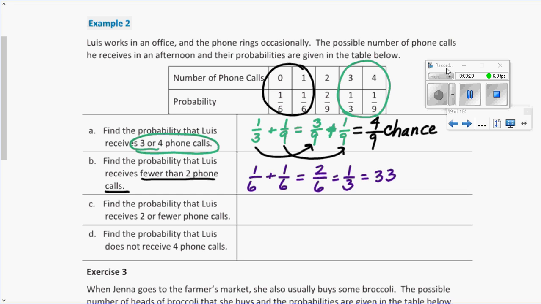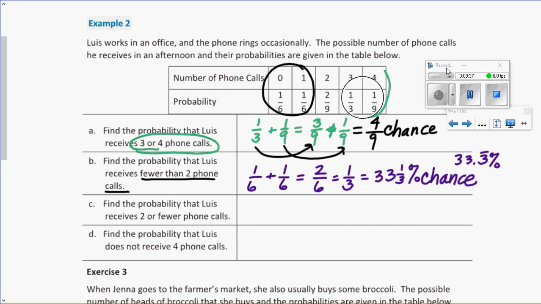Again, this is a common percent. It's really good to see this. 33 and 1/3% can also be written as 33.3 repeating percent, but it's just good to see that the more often you see it, the more comfortable you'll be with it. Okay, what about 2 or fewer? What about 2 or fewer?